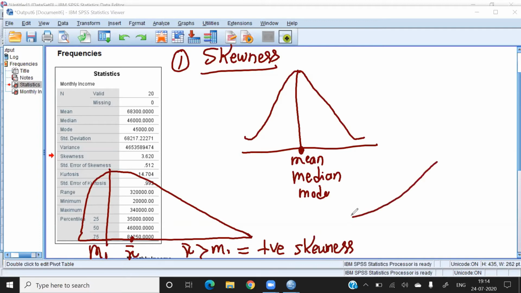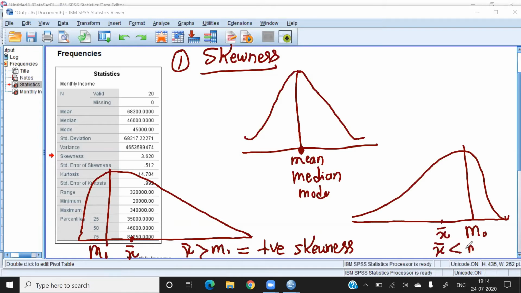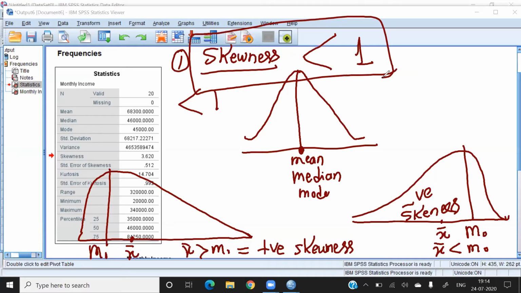Similarly, if we have this kind of graph, the mode is coming here, and the mean is coming here. In this case, the mean is less than the mode, representing negative skewness, because mean minus mode is negative. So this concept is known as negative skewness. And one thing we should know is that the skewness value should be less than 1 in the SPSS output.